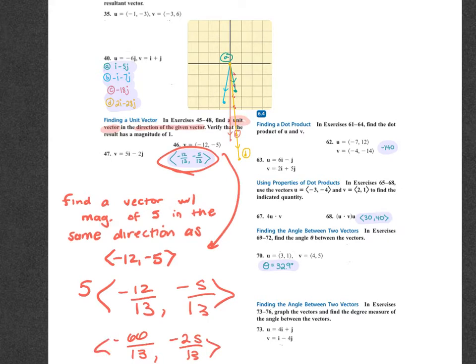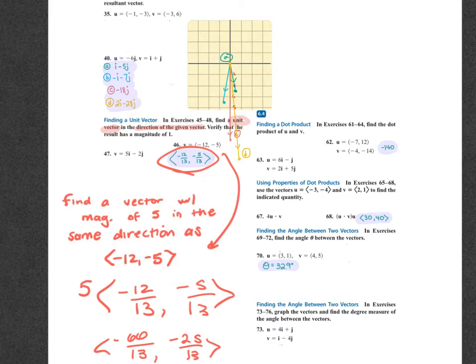So those are two. They both say same direction, but one is a unit vector, which means you don't multiply anything by the end, and that magnitude should be 1 at the end if you check it. And the other one, it's going to give you a magnitude, so you're going to multiply that in. Everybody's good? All right, then we went to dot product.